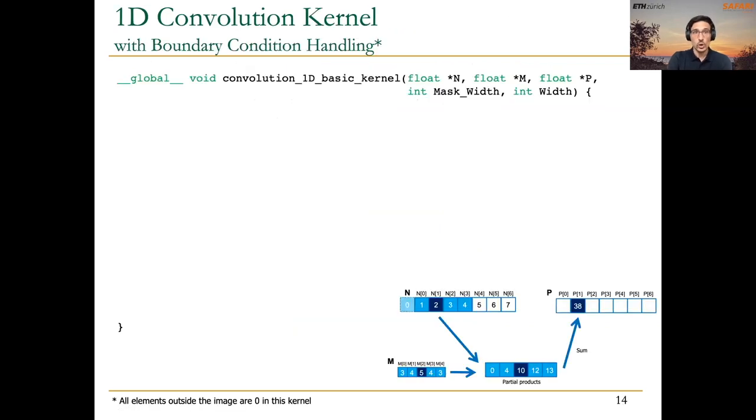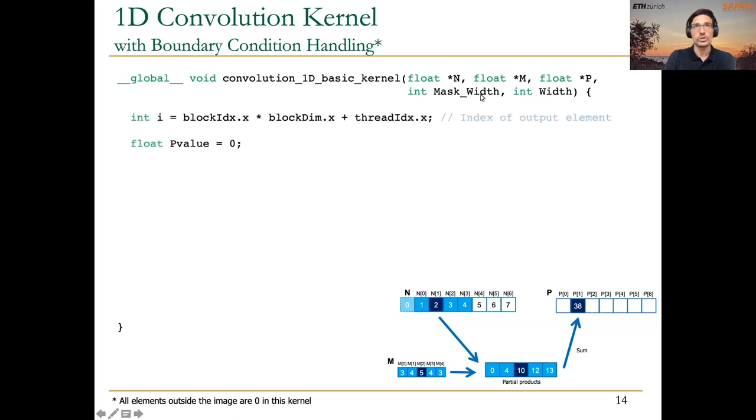And here you can see some code for the 1D convolution kernel with boundary condition handling. Observe that in the input arguments of this kernel, we have the input array N, we have the mask M, and we have the output P. We also have the width, that is the total size of the input N, and also the mask width. The very first thing to do is to define the index of the output element, and this index comes from the block index, block dimensions, and thread index as usual.